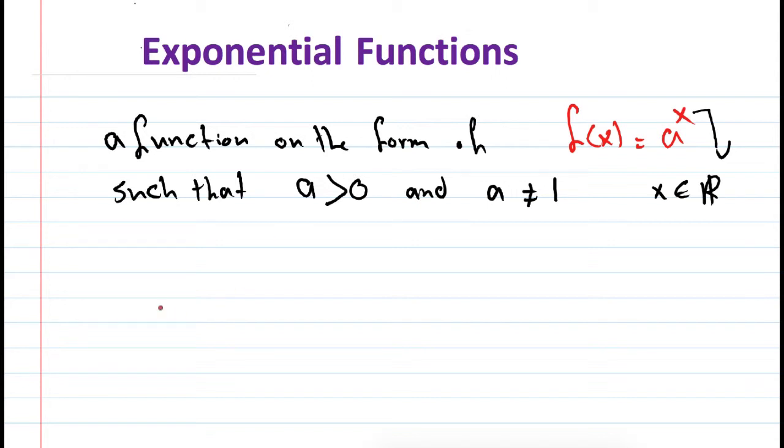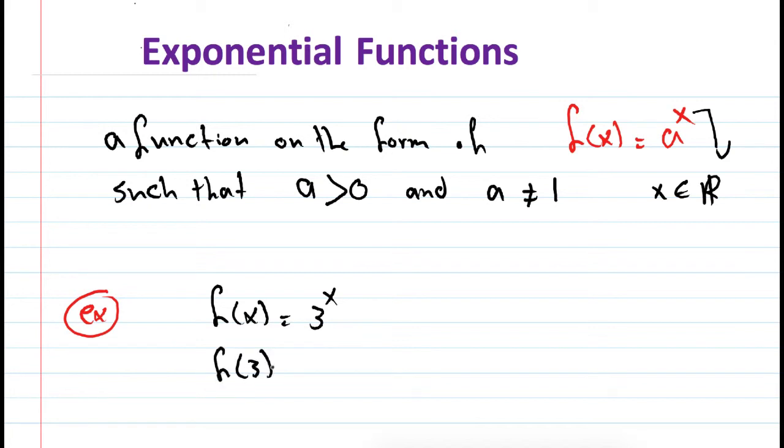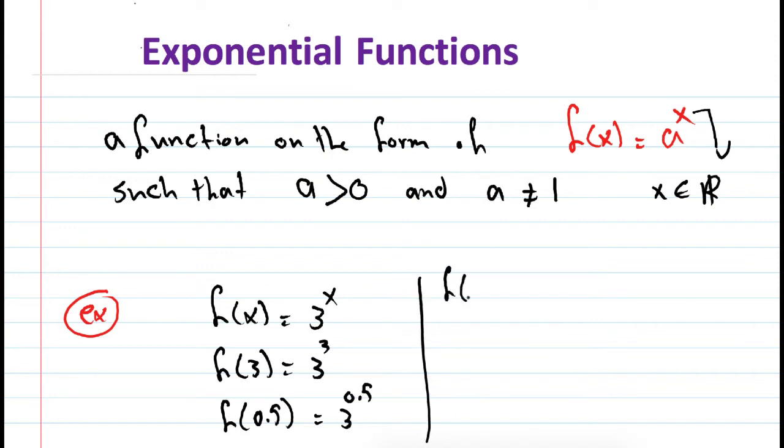Okay, so to give you an example, suppose I have f of x equaling 3 to the x. Okay, I can evaluate any real number I want into this exponential function. So for example, if I evaluate 3, it will be f of 3 equaling 3 to the 3. I can evaluate a number that is less than 1. So f of 0.5 equals 3 raised to a power of 0.5. Okay, I can evaluate pi, for example. So f of pi basically equals 3 to the pi.